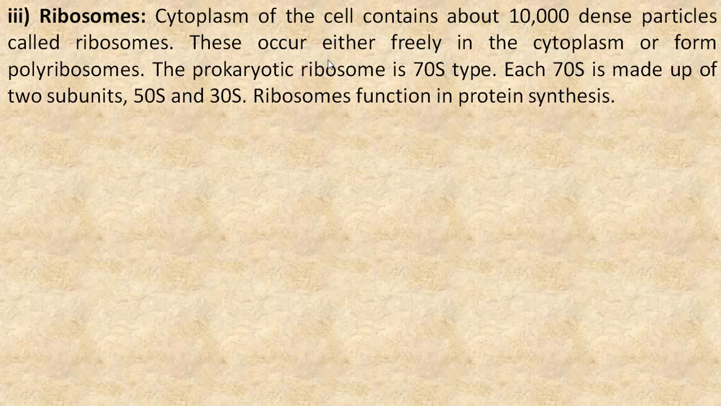Ribosomes. Cytoplasm of the cell contains about 10,000 dense particles called ribosomes. These occur either freely in the cytoplasm or form polyribosomes. The prokaryotic ribosome is 70S type. Each 70S is made up of two subunits, 50S and 30S. Ribosomes function in protein synthesis.